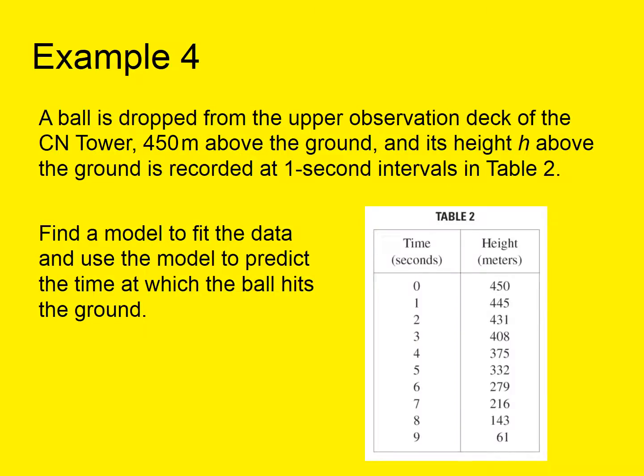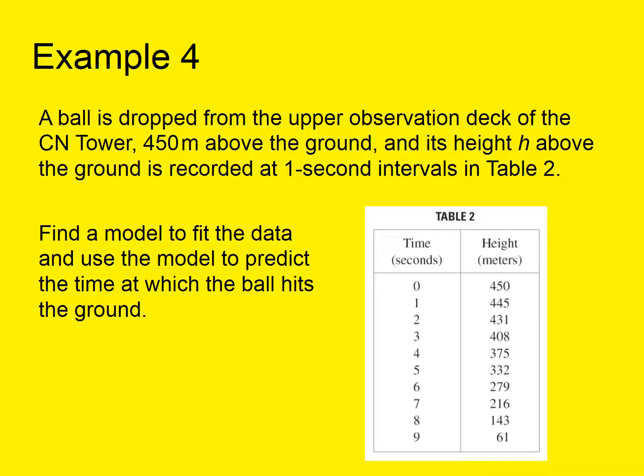Example: a ball is dropped from the upper observation deck of the CN Tower 450 meters above the ground, and its height h above the ground is recorded at 1 second intervals in Table 2. Find a model to fit the data and use the model to predict the time at which the ball hits the ground. Okay, so you're dropping the ball, time goes by, the height of the ball decreases.